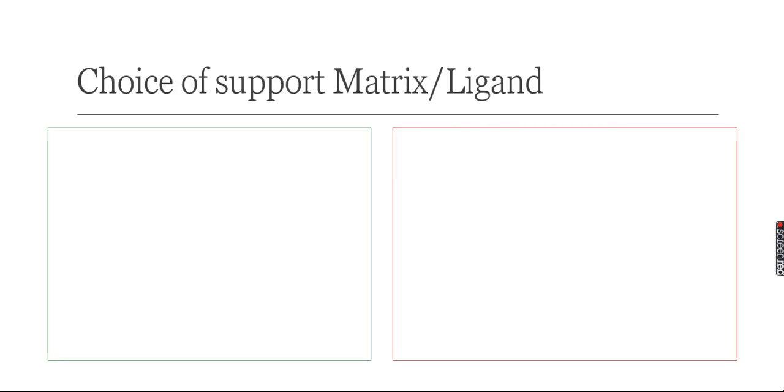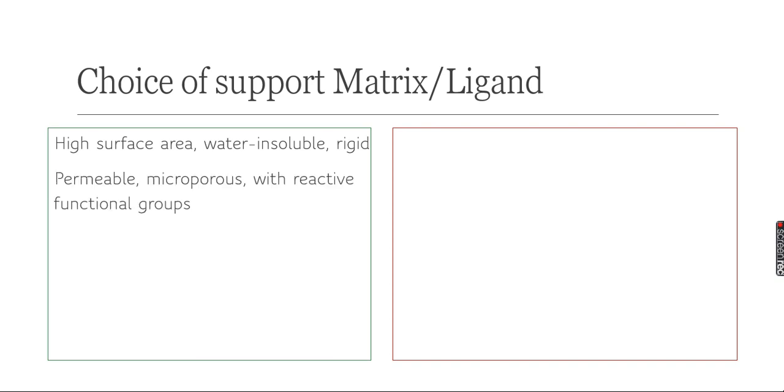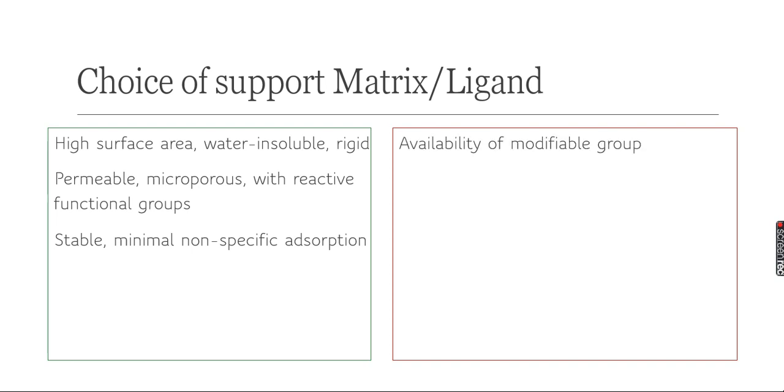Now, what is the basis for the choice of support, matrix, or ligand molecule? The support should have high surface area. It should be water insoluble. It should be rigid, and at the same time it should be permeable, microporous, with reactive functional groups. It should be stable, and it should have minimal non-specific adsorption, so that other compounds are not really binding with it. This should be taken care of.